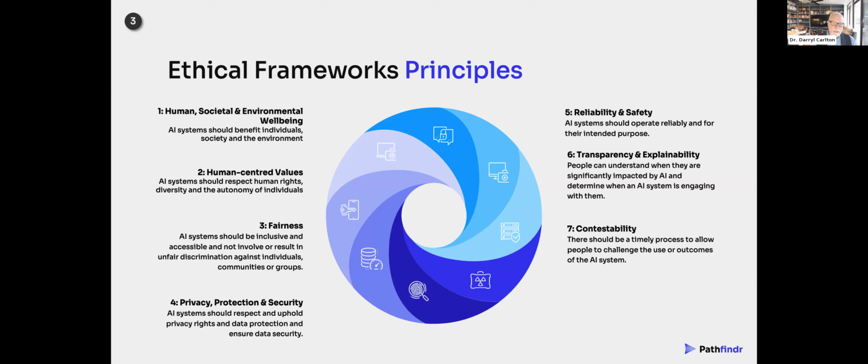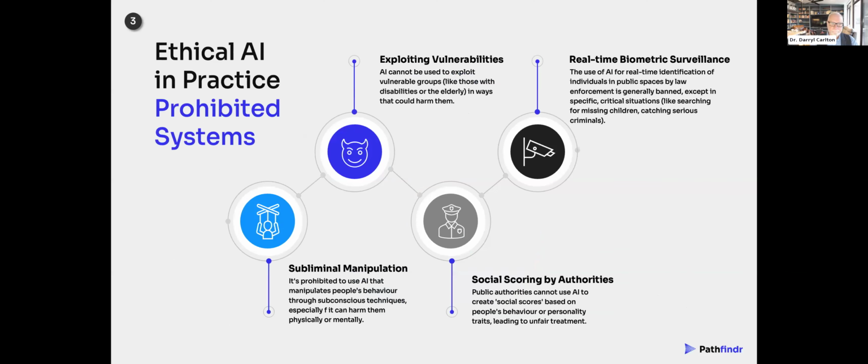People need to be able to contest the results of AI. There should be a timely process to allow people to challenge the use or outcomes of those systems, and there needs to be accountability. Now, those are a broad set of ethical principles, and they generally encompass all of the global approaches. What I want to spend time on is what we might call use cases, applying these principles in actual use.